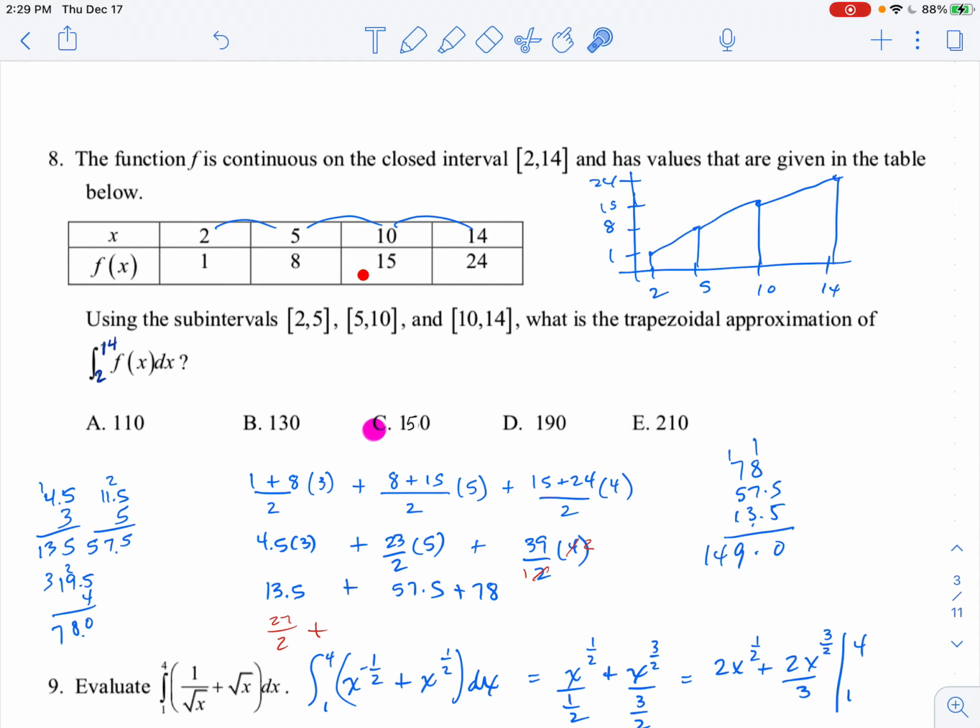And then these two would be your bases. Divided by 2, we're finding the average of those bases. And then the height here would be 5. And then the last one, these two are your bases, and the height of that trapezoid would be 4. If we do the calculations, it gives us 150.